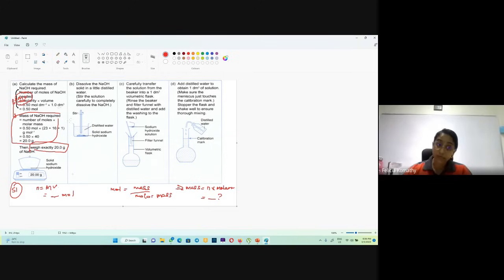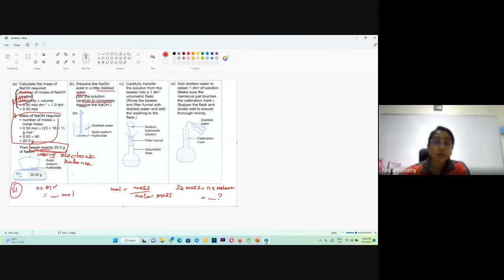So upon calculating the mass, weigh exactly. The words weigh exactly are very important, and using an electronic balance. If it's your essay, you have to mention using an electronic balance. Okay, and then after you weigh, what do you do? Dissolve in a little distilled water. And the bracketed part is very important: dissolve it carefully and make sure it's completely dissolved.